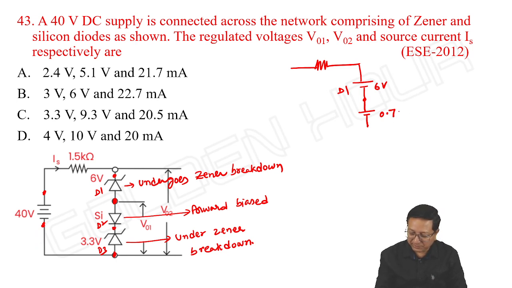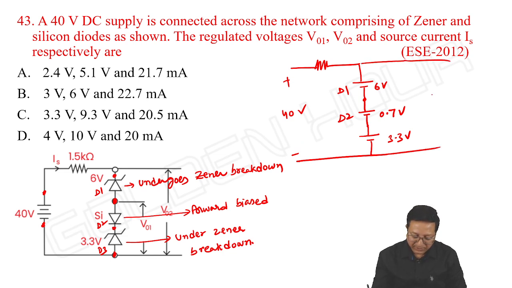Default value, we take 0.7 volts only. If they mention, then valid. Next, coming to the third one, it is for D2. D3 undergoes breakdown. So from cathode to anode, it is 3.3 volts and input is 40 volts.